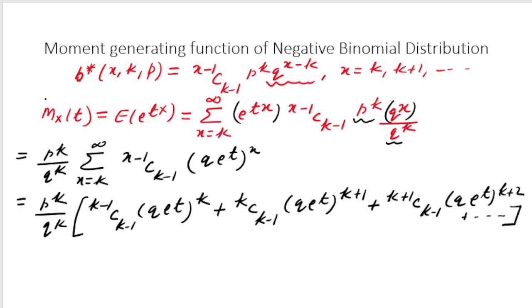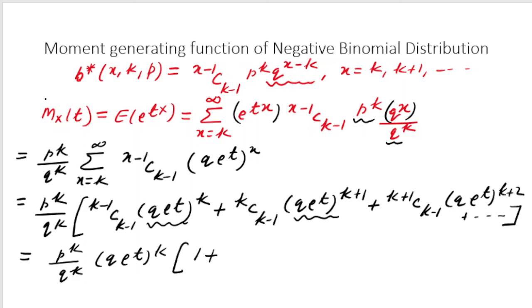Now listen to it very carefully, otherwise you will not follow. Now if I rewrite this, it will become p to the power k q to the power k, and you see in each of these, q e to the power t whole to the power k can be taken common. So I am taking q into e to the power t whole to the power k common, and k minus 1 c k minus 1, so that is equal to 1. I hope you remember this result, that ncn is equal to 1. The second term is k c k minus 1. So what is k c k minus 1?